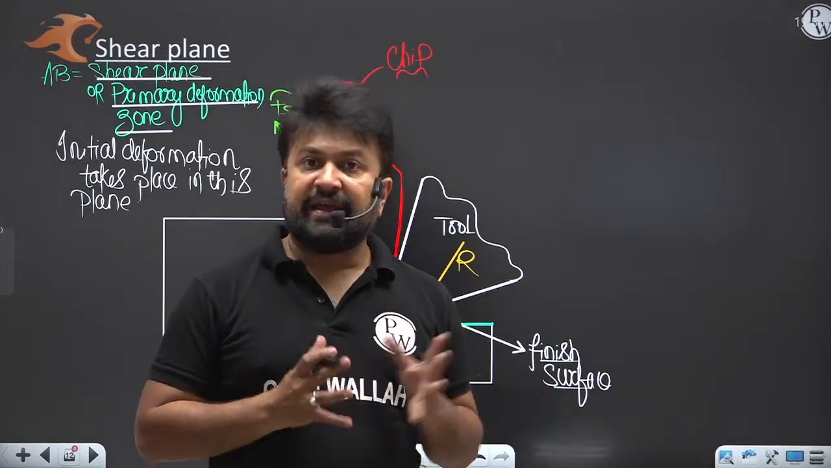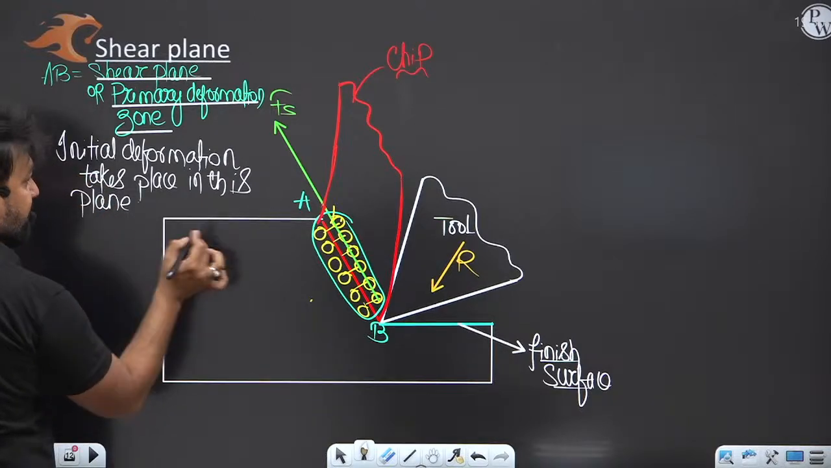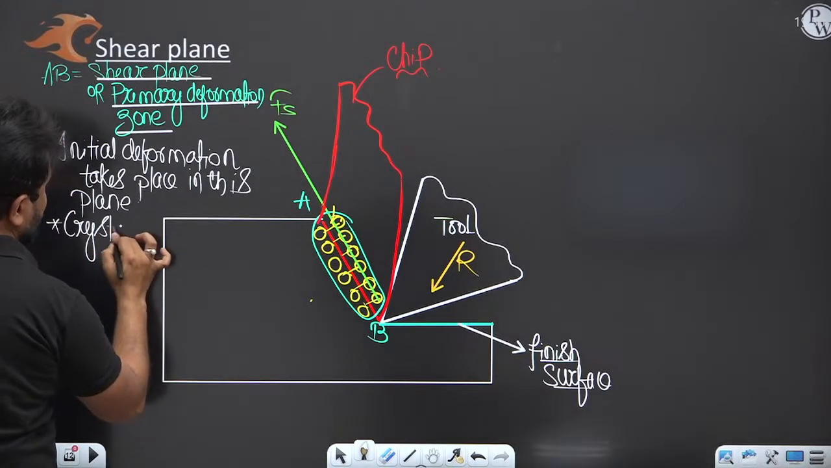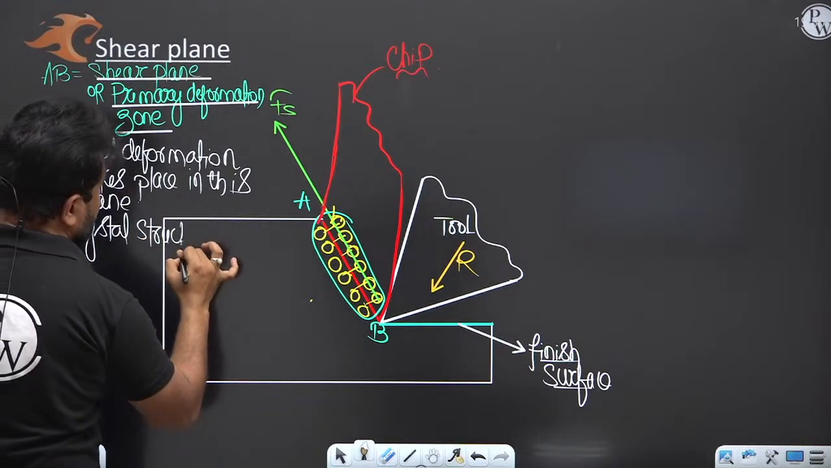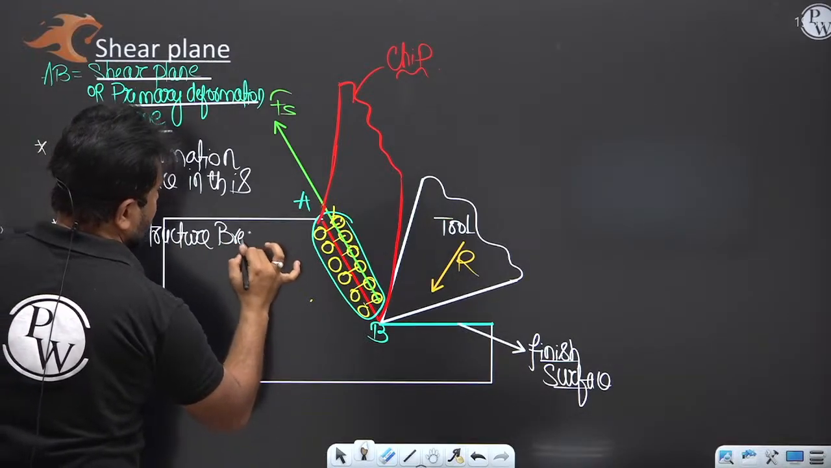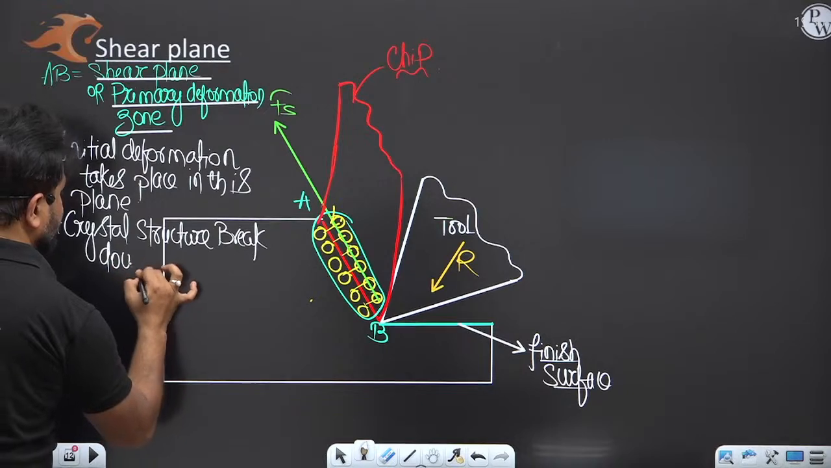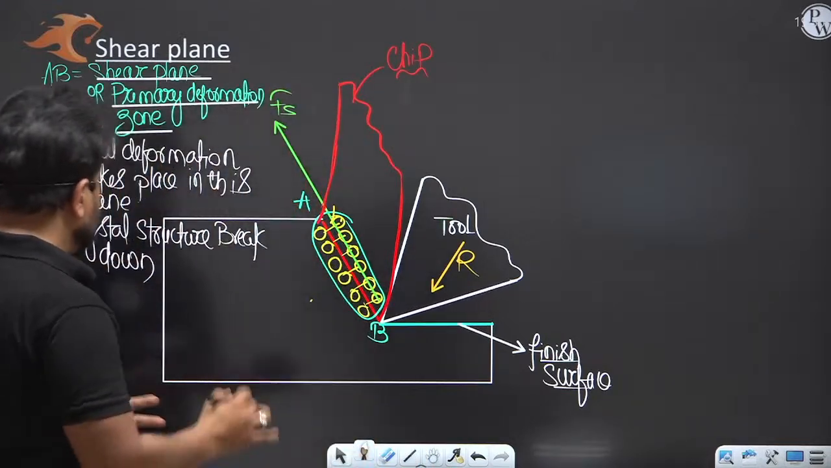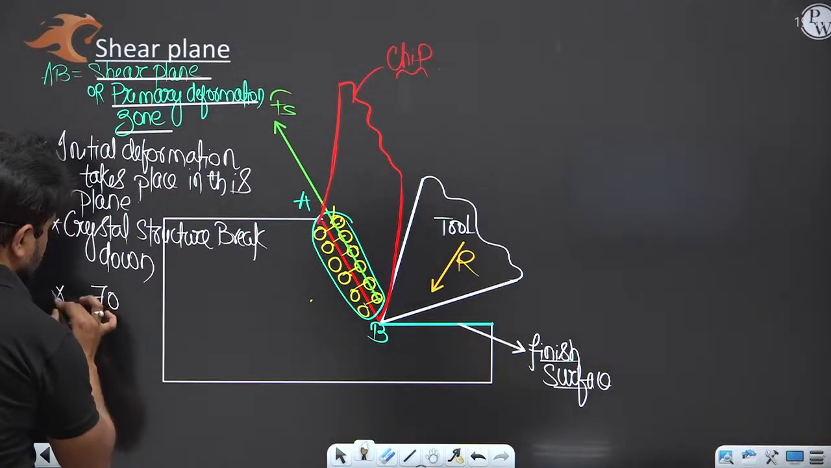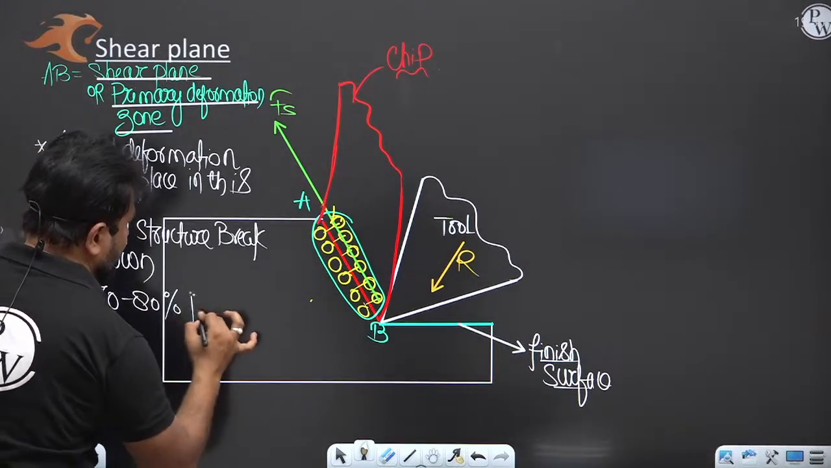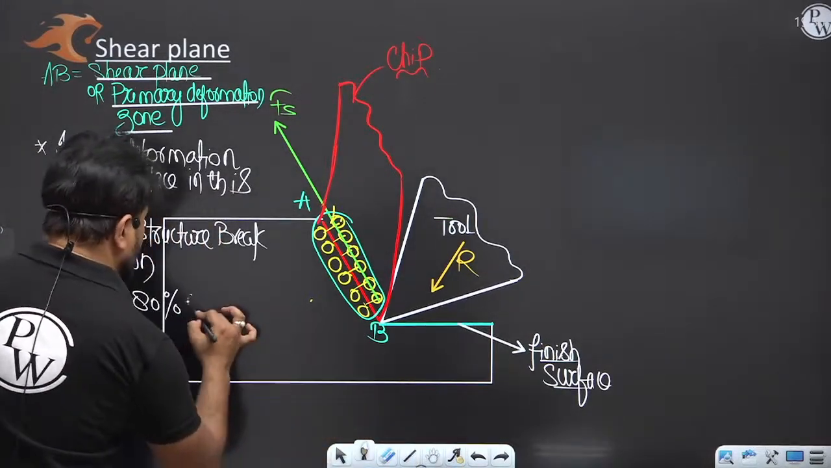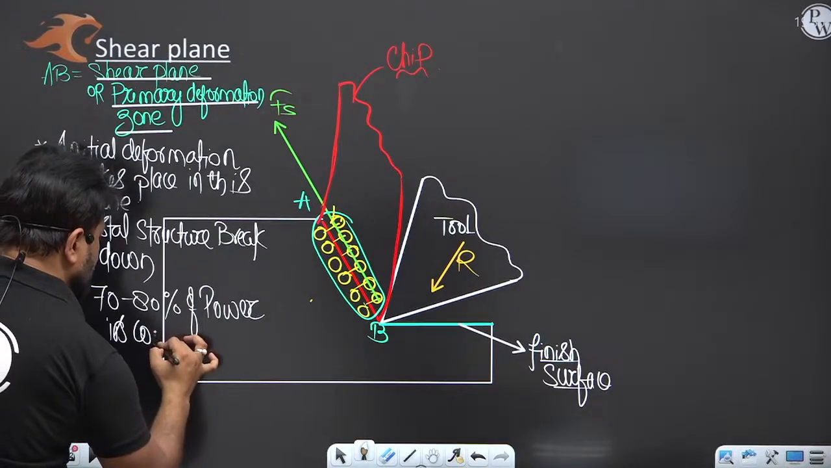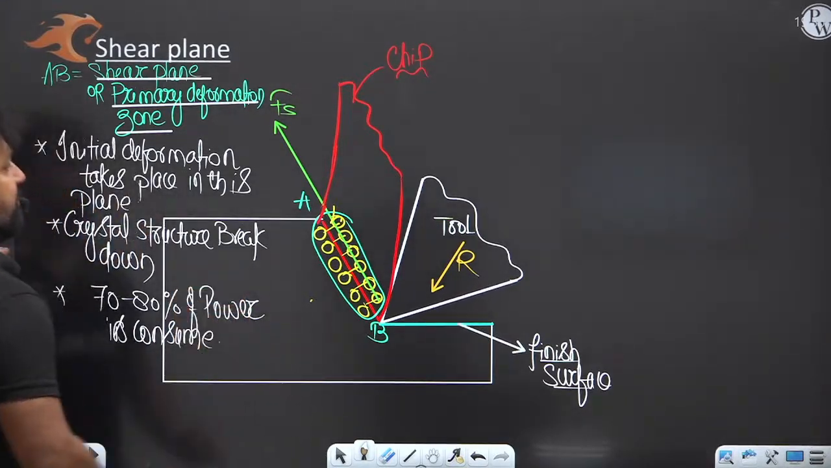My dear, here the crystal structure will break down, right? The crystal structure breaks down, and then the chip gets produced. Here 70 to 80% of the power is consumed.